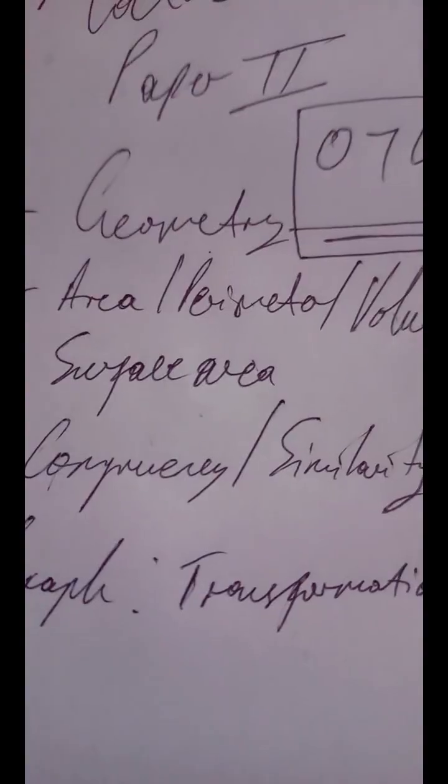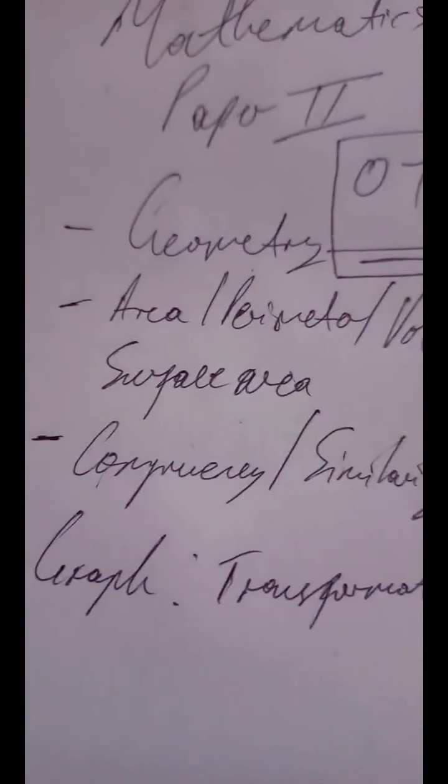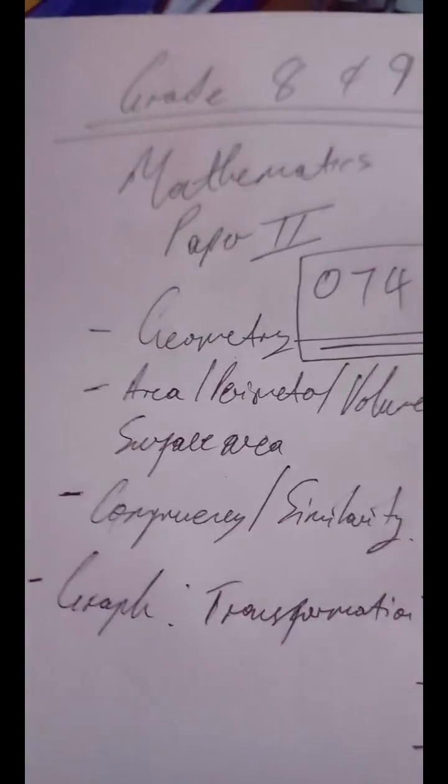So we want to finish geometry, which we are doing just now. Star, thank you. So let us finish geometry, and then we go to area, perimeter, volume, and surface area.